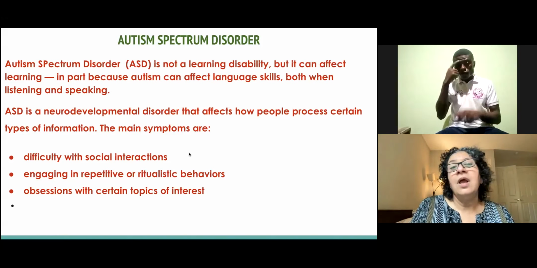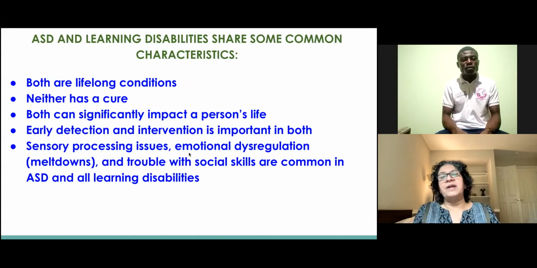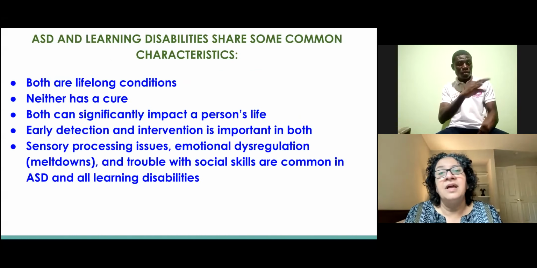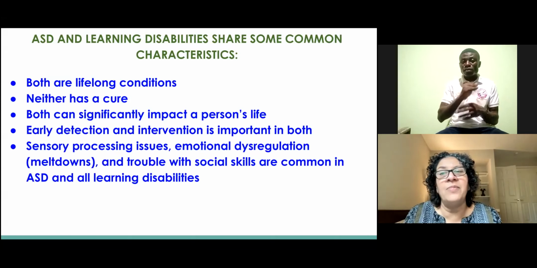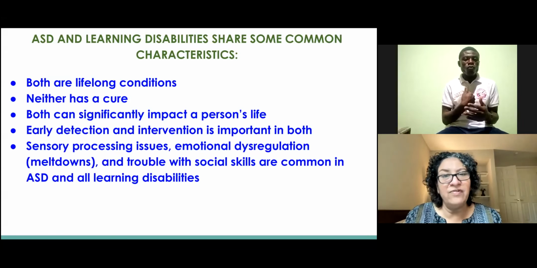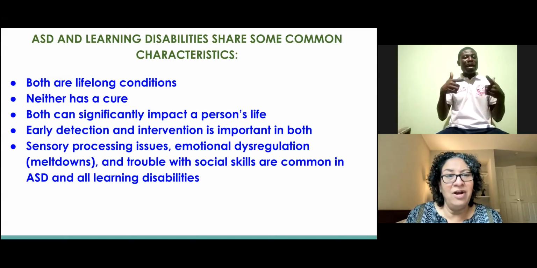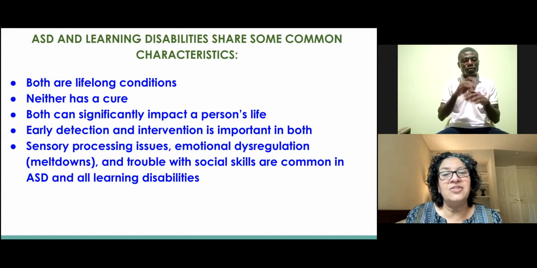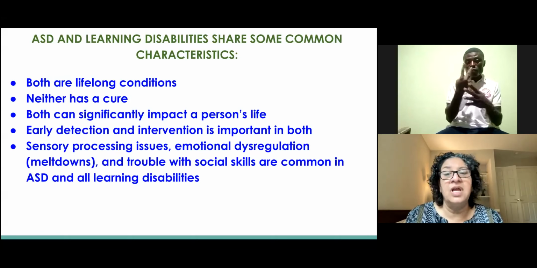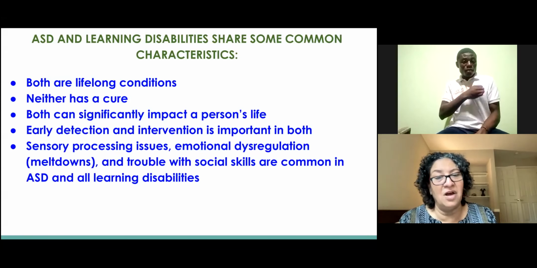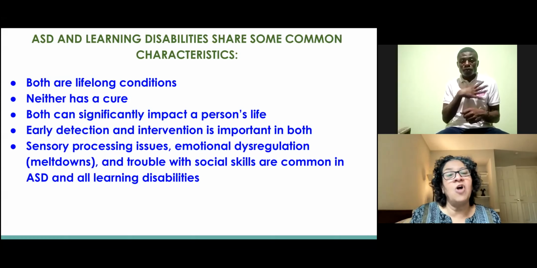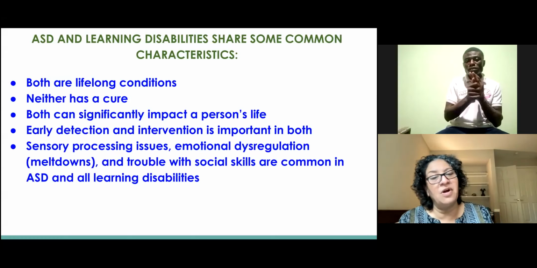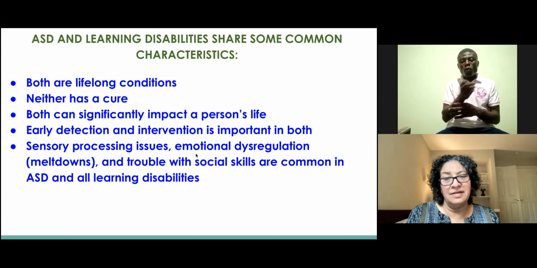So now, how are ASD, autism spectrum disorders, and learning disabilities related? What are the common characteristics there? Both are lifelong conditions. Neither has a cure. Both can significantly impact a person's life. Early detection and intervention is important in both. Sensory processing issues, emotional dysregulation or meltdowns, and trouble with social skills are common in autism spectrum disorder and all the learning disabilities.